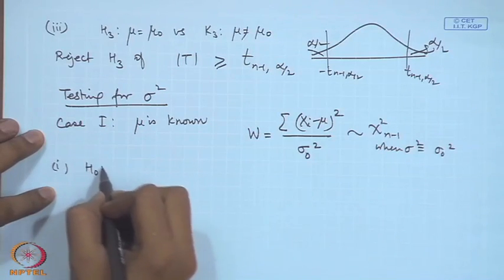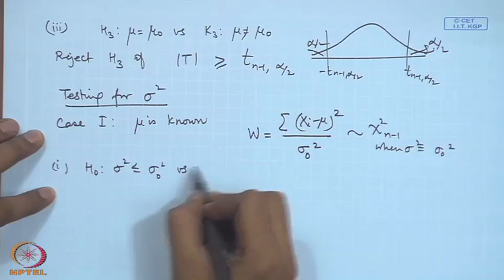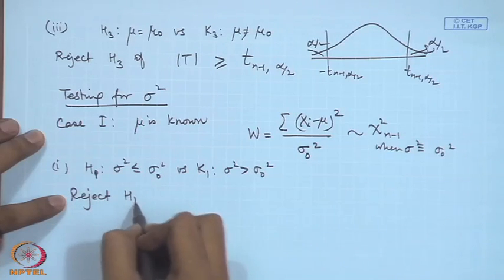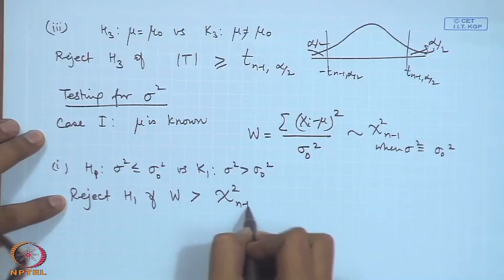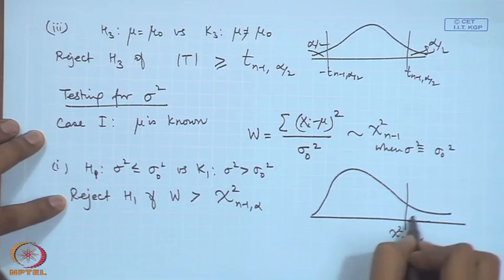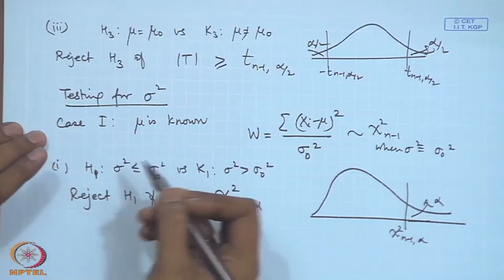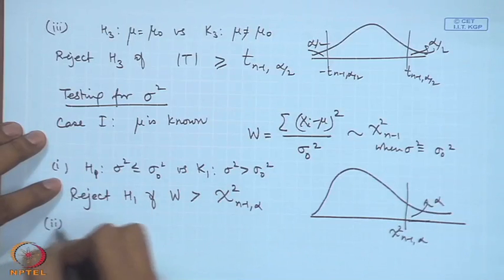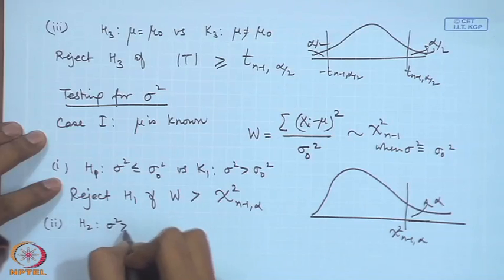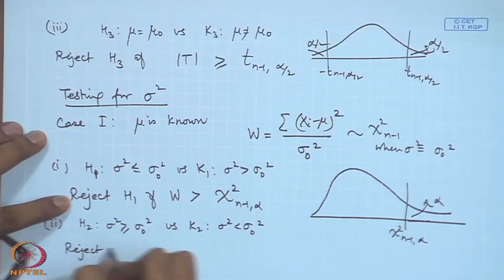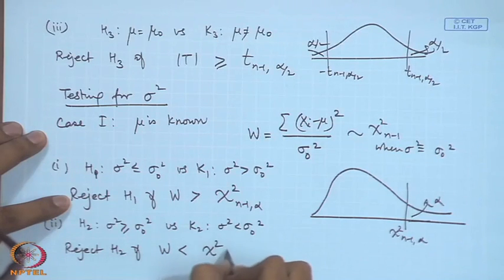So, for example, let us consider say sigma square less than or equal to sigma naught square against say sigma square is greater than sigma naught square, then we will consider the rejection region as reject H1 if W is greater than chi square n, alpha, because chi square is a skewed distribution and we will have this situation here. So, this probability is simply alpha. As I mentioned earlier, we can also consider sigma square is equal to sigma naught square and here sigma square greater than sigma naught square, is still the test function and the test region will be same. And we may consider reverse situation, sigma square greater than or equal to sigma naught square against K2 sigma square less than sigma naught square. Then the test procedure will be reject H2 if W is less than chi square n, 1 minus alpha.